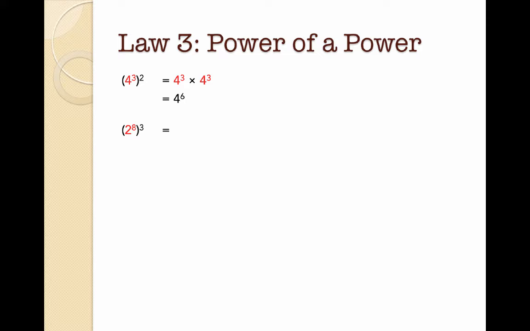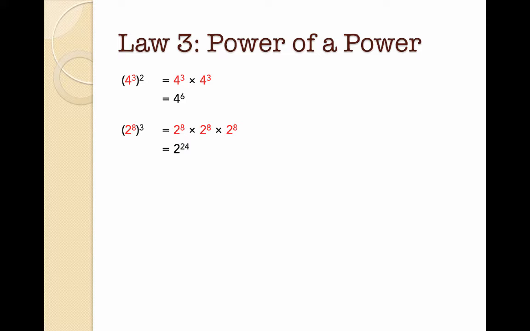2 to the power of 8 to the power of 3. That means that I'm going to take 2 to the power of 8, and I'm going to multiply it by itself 3 times. Using law number 1, I need to add those powers together. 8 plus 8 plus 8 is 24.